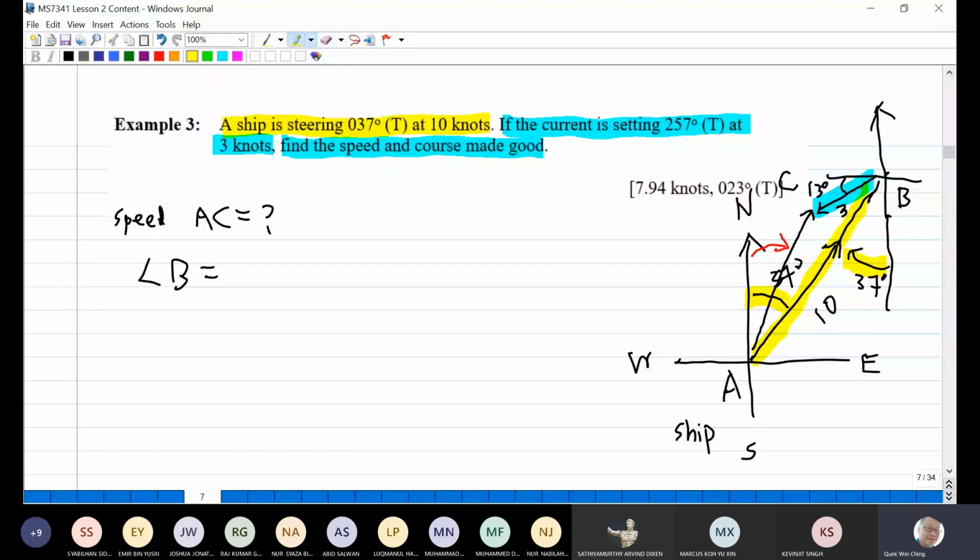You know, from south to west. So angle B should be 90 minus 37 minus 13 degrees, right? Two angles there. So 37 plus 13 is 50. So this one is 40 degrees. So angle B is 40 degrees now.